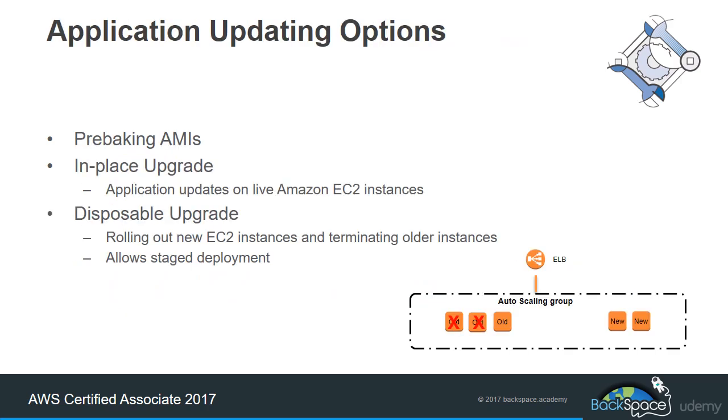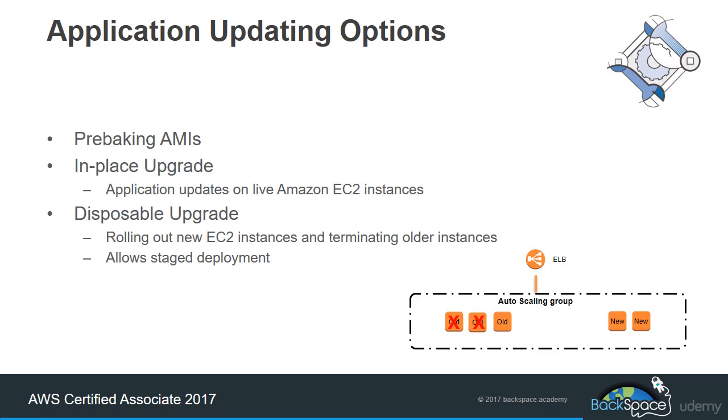So the options available for us for updating our application, so we can look at pre-baking AMIs, and that's certainly an option, but not a great option, where you would just keep creating another AMI every time your application code updates. It's a slow way of doing that, and an expensive way of doing that.